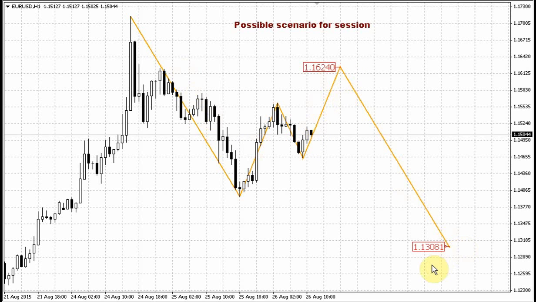The 113 area doesn't mean that the market will stop here. This will just be the target on the way down. I have just drawn the ABCD. Maybe the market will continue to move to 1250, as we expect right now.